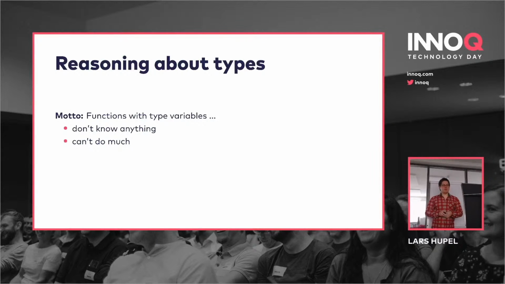I've already tried to summarize this in the previous slide. The basic idea is if you have a function that has a type that's not fully concrete, that contains type variables, this function doesn't know anything about a type variable and can't do much with a value of that type variable. That's the basic idea, and that's kind of all the intuition we get about type variables. If we don't know the concrete type, we can't do anything with it.